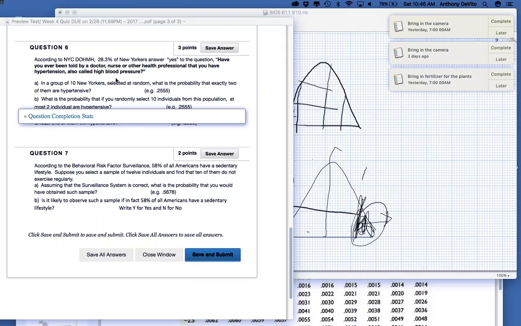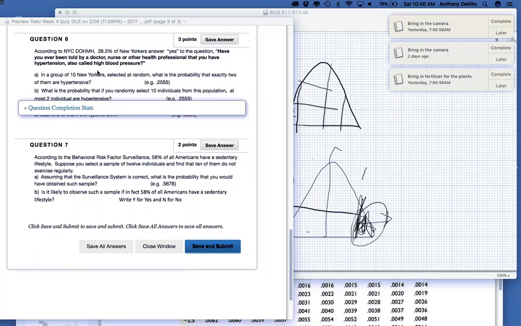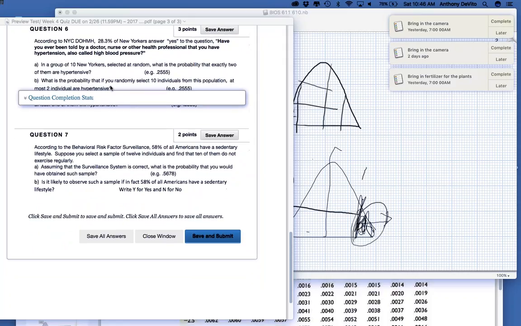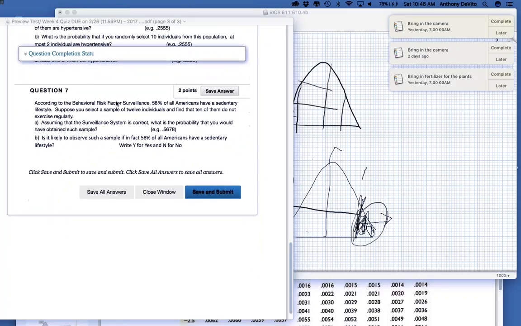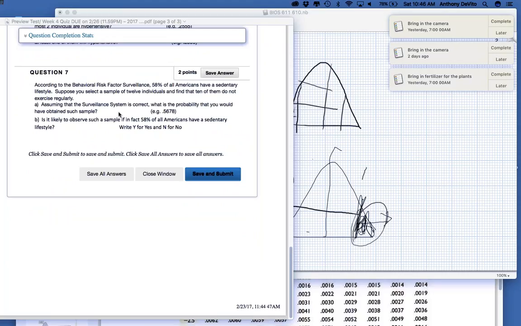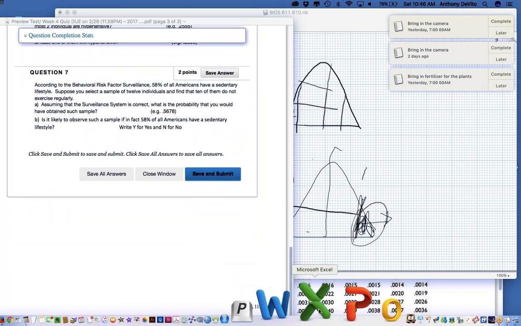This is an interesting question, right? 28% answered yes, that they've been told they have high blood pressure. In a group of 10 New Yorkers selected at random, what's the probability exactly 2 of them would be hypertensive? Right? We have a similar one down here: 58% have a sedentary lifestyle, and so on and so forth. This is an example of a binomial variable. It's either yes, you're sedentary, or no, you're not sedentary. Yes, you have high blood pressure, or no, you don't have high blood pressure. I'm going to pull up Excel.